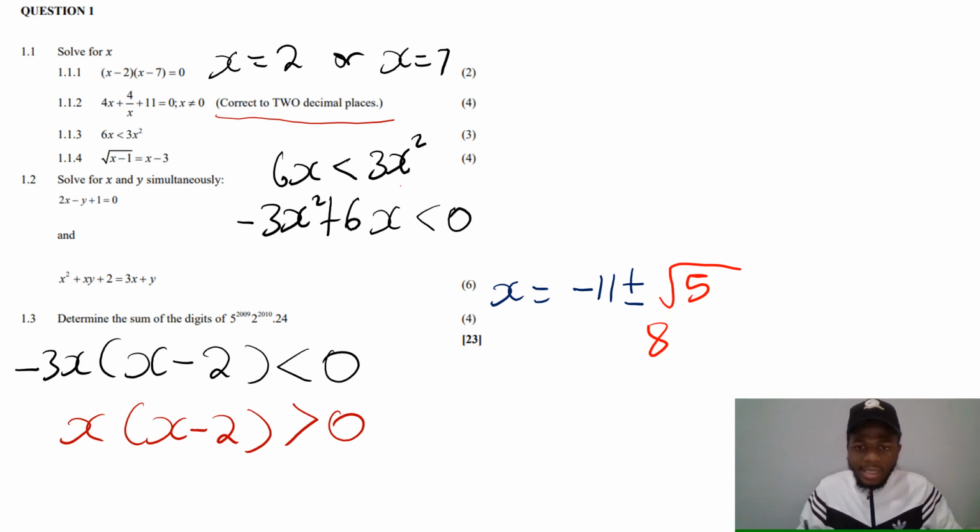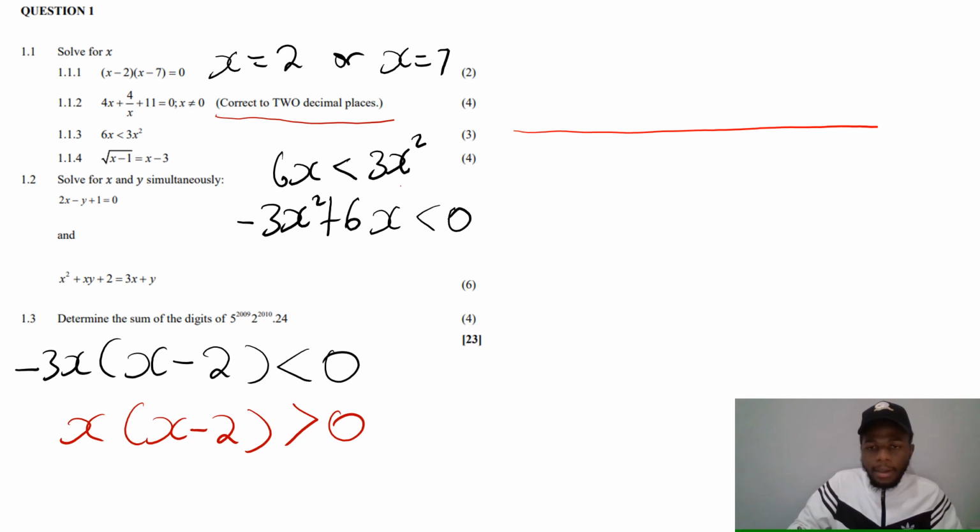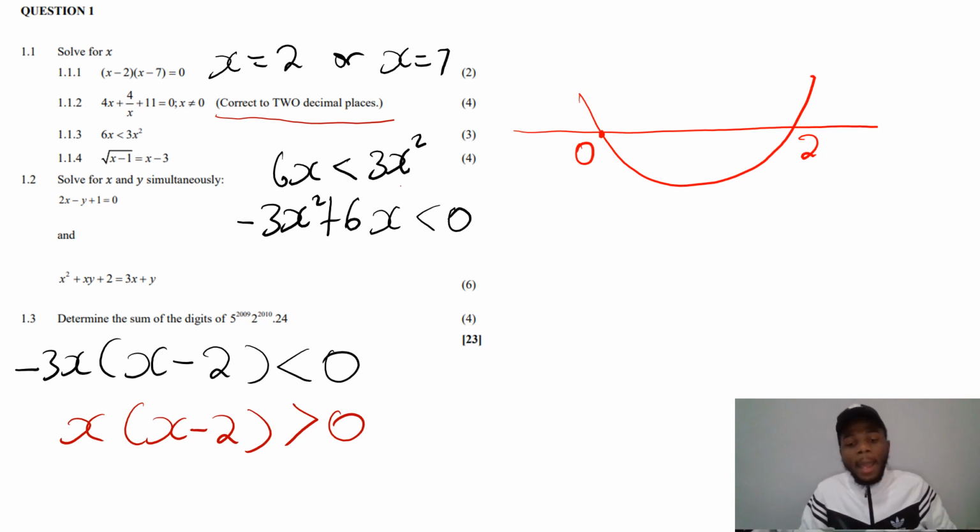Okay, so let's determine our critical values. Our critical values here are 0 and 2. You can use a number line, or you can just draw a function like this, and then you set our critical values, which are 0 and 2, because this is talking about greater than 0.